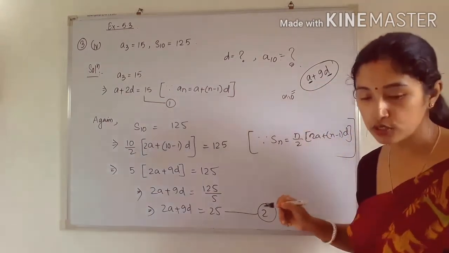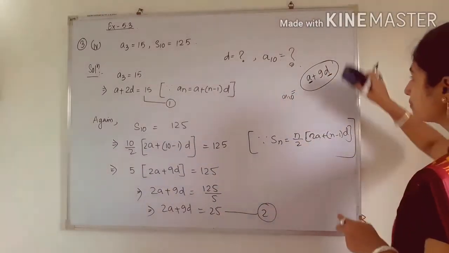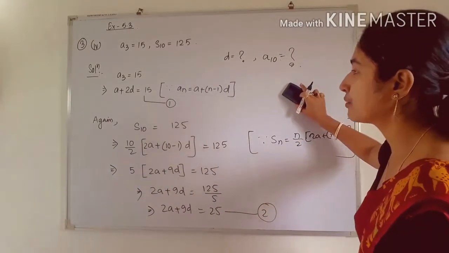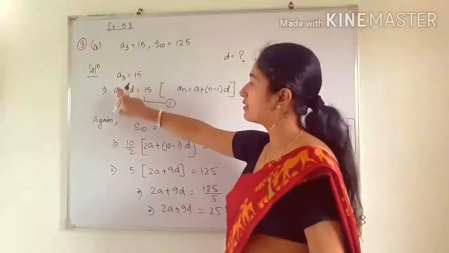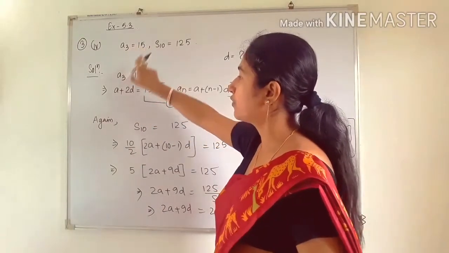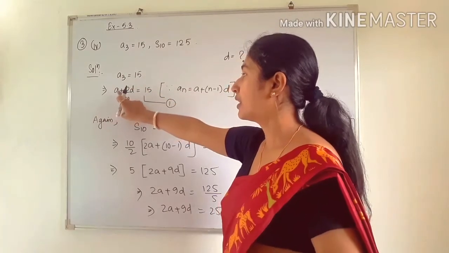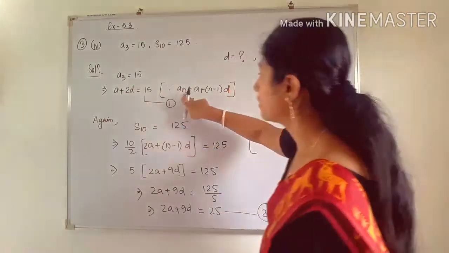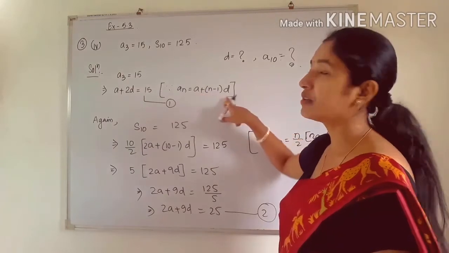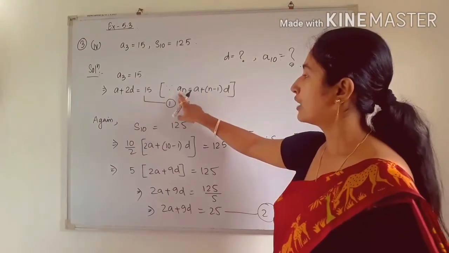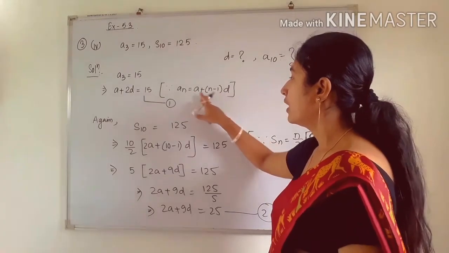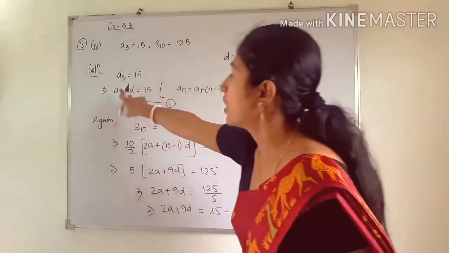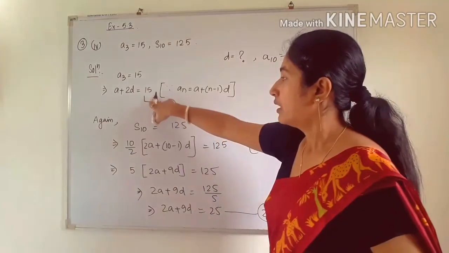So what we have to do, from the given condition, we will first make an equation. See, A3 we can write as A plus 2D. A3 is given as 15. We are using the formula An is equal to A plus n minus 1 into D. So A3 will be A plus 3 minus 1, 3 minus 1 is 2, so A plus 2D. So A plus 2D is equal to 15.